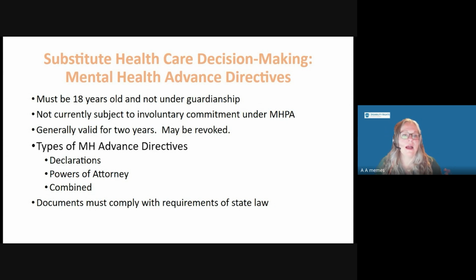And they come in the same form. You can have a mental health declaration, which is kind of like the living will, where you just set out what your preferences are. Or you can have a mental health power of attorney, where you appoint someone to be your decision maker in the event that you're incapacitated and need mental health care. Or you can have a document that combines those two things together. There are requirements under state law for mental health advance directives.